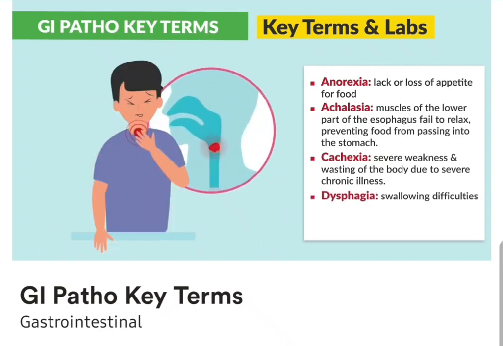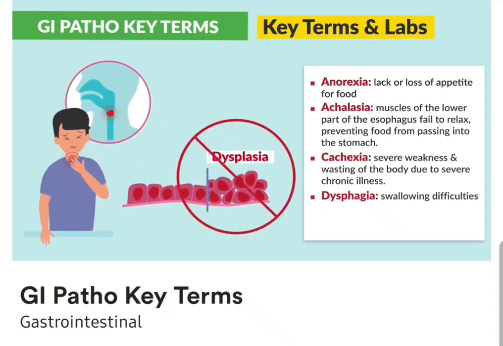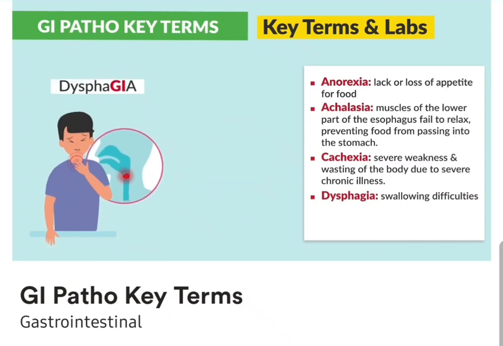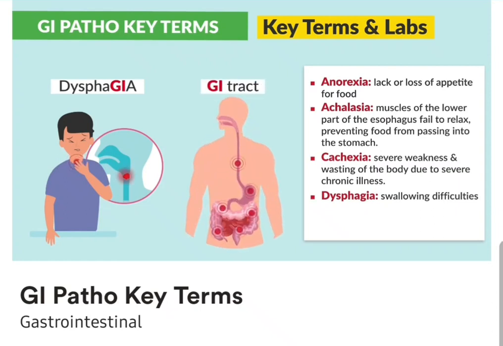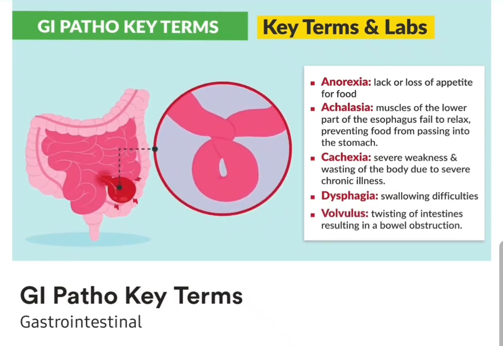Next is dysphagia, swallowing difficulties, not to be confused with dysplasia, the abnormal development of cells within tissues and organs. So think dysphagia has a G, relating to the GI tract, having to do with difficulty swallowing. Okay, next is volvulus, the twisting of the intestines, resulting in a bowel obstruction.